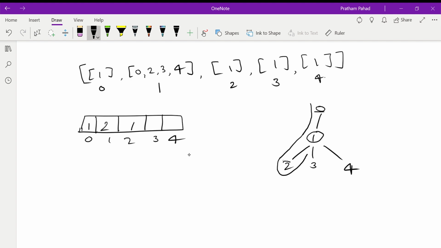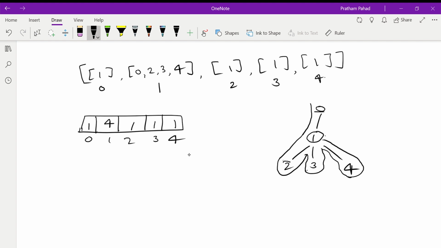Now from 1 when we go to 3, from 3 make the size of this subtree as 1. Now 3 has no children, so we will not go anywhere, we will directly go back to 1 and add 1 also in this. Now from here we go to 4. From 4 add the size of 4 as 1. Now from 4 we come back to 1 again and add this size to the parent.